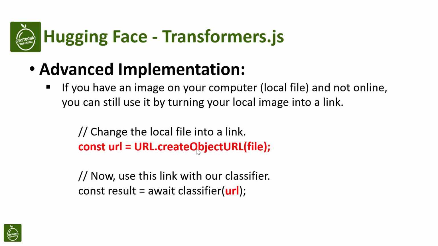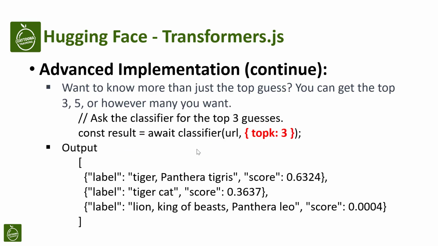If you have a picture on your computer and it's not online, you can still use it. First, we turn the picture into a special link using URL.createObjectURL. This gives us a special link that our program can read. After we get this link, we pass it to our classifier and it takes a look at the image and gives its guess.